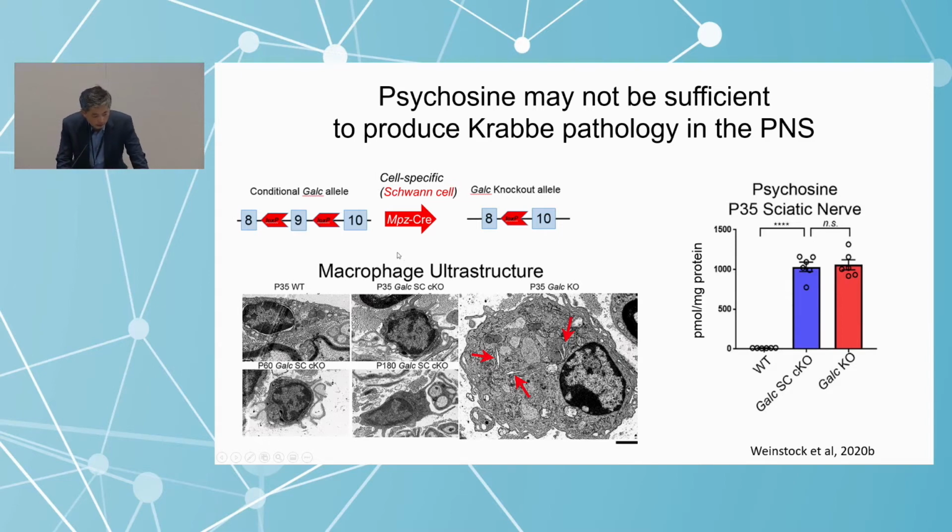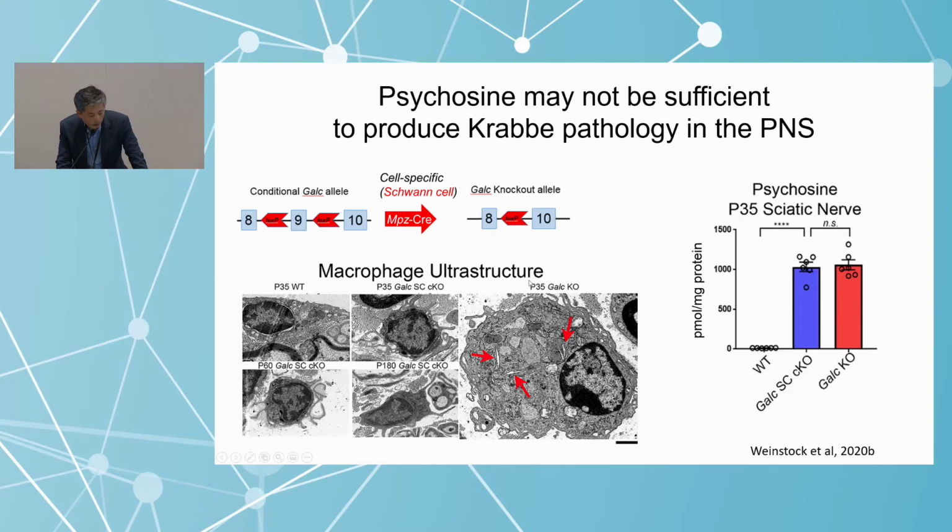Using the GLIA system, we can specifically delete GALC protein generation in the Schwann cell. This is the peripheral nervous system myelinating cell. And this mouse model has a good phenotype. It has peripheral neuropathy as shown in the Krabbe patient. However, the phenotype was much milder. There was no survival change, and they live like the wild type.